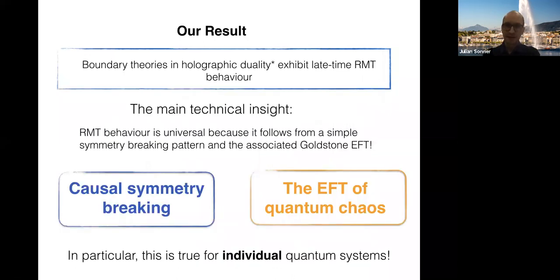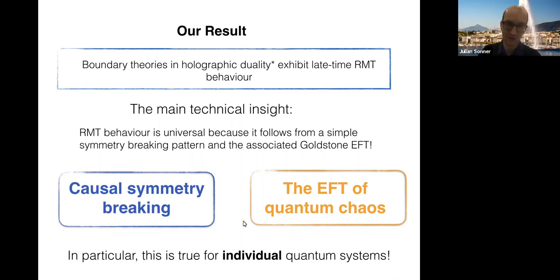Thanks. So then the result that I would like to present is basically that boundary theories in holographic duality exhibit late time RMT behavior. Now, the way that we establish that is we say that we shouldn't think of the RMT behavior in terms of random matrices. There is actually, in some sense, a conceptually more interesting way to think about it, which is that it is a simple consequence of a symmetry breaking pattern and an associated effective field theory that is built on the Goldstone modes of the symmetry breaking. And so I would like to explain to you what this is.